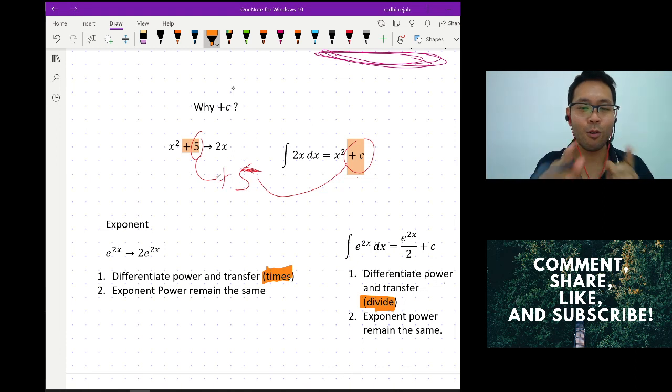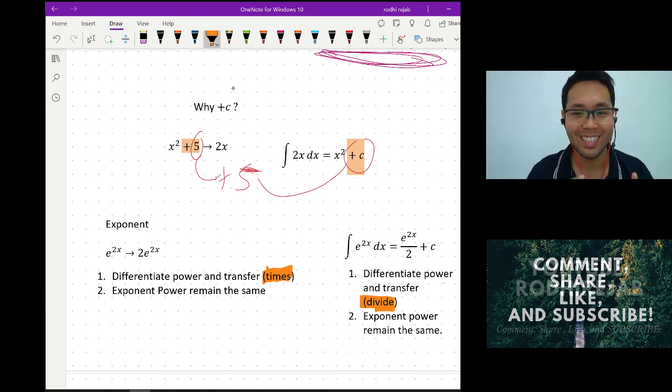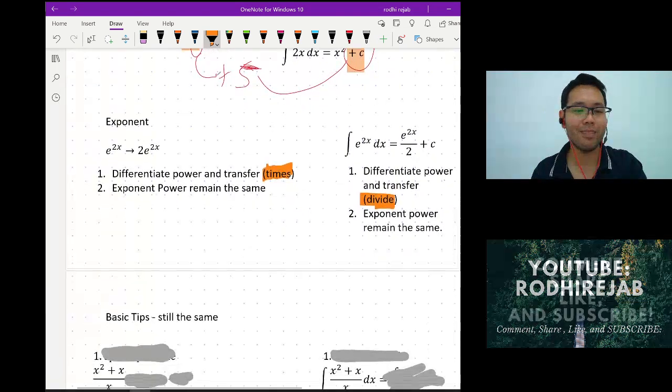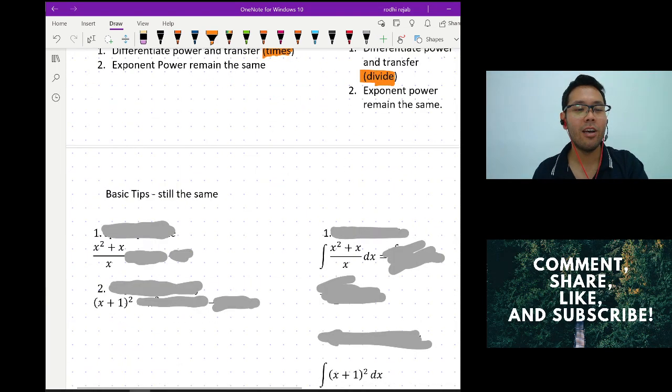I myself still got confused about this when I was around 23 years old. And I hope this will help you to memorize and understand things better, so you won't mix them up, especially in exams. Right, now it's the basic tips.